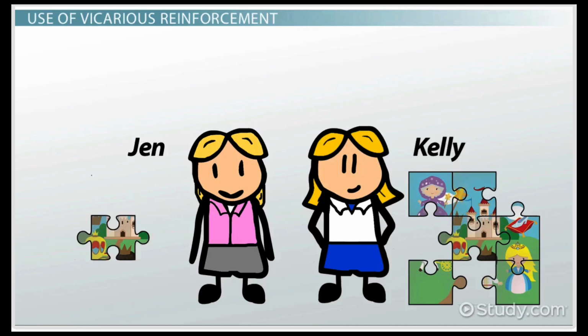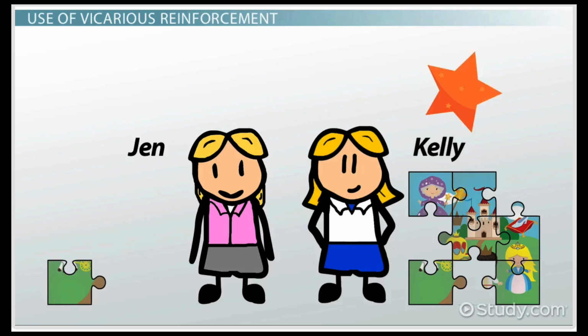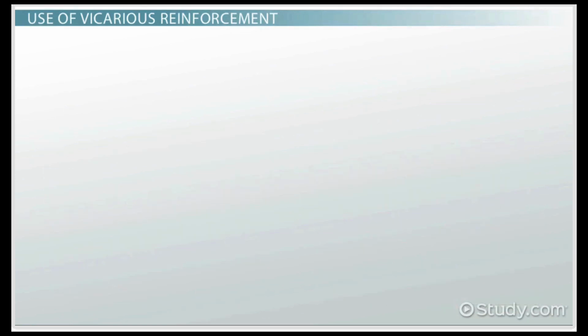The teacher comes over to both of them and says, "Kelly, it's great that you are trying. That's the only way to piece the puzzle together. Here's a sticker for your effort." Jen notices and attempts to put the puzzle together as well. When used correctly, vicarious reinforcement is a motivator.